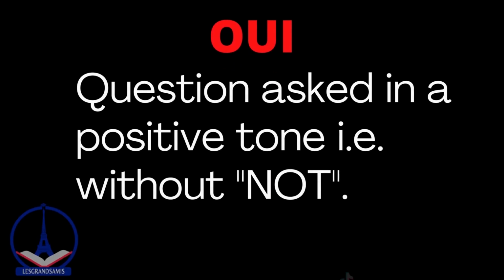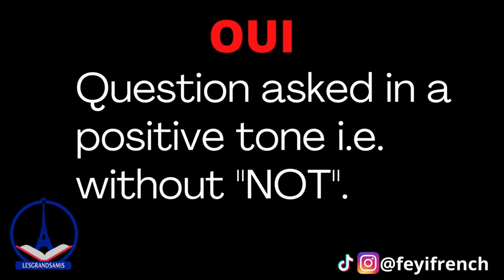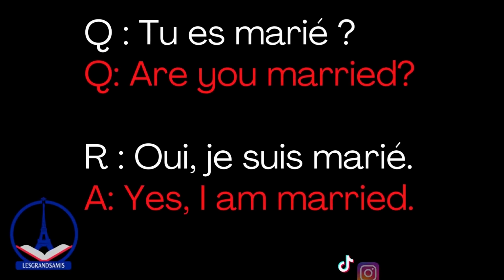So to our first question, when do we use oui and when do we use si to mean yes in French? Put simply, oui is used to answer yes in French when the question is asked in a positive tone. That means when the question does not contain the word not in it. For example, tu es marié? Are you married? Oui, je suis marié. Yes, I am married.